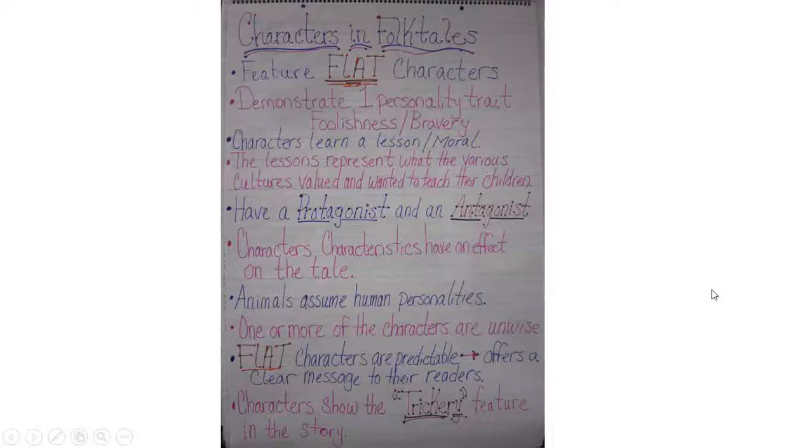So characters in folktales are usually just flat characters. They only show one personality trait, like foolishness or bravery. The characters definitely learn a lesson or a moral, and we've discussed that already in previous lessons. They've come down from past cultures, been passed down generation by generation. Again, that's traditional literature, and they usually teach children a lesson. They always have a protagonist, that's the good guy, and there's always versus an antagonist, which is the bad guy.